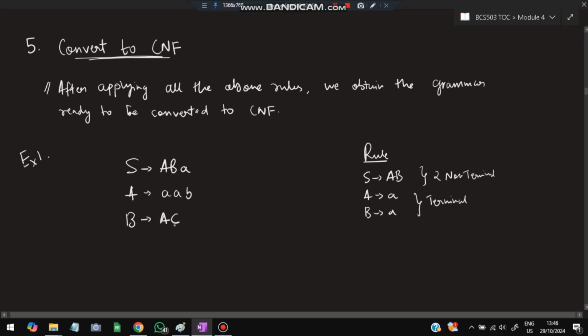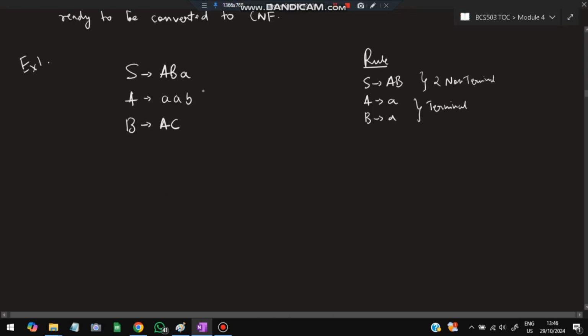Now we have to convert the following into CNF. Okay, now to convert it into CNF, see, this stage you will reach after going through all the above steps. All the above steps which are there, after that you will come here. First you have to check for all the above rules, and after that only you will come here. Now after you have come here, what you have to do is convert it into CNF.